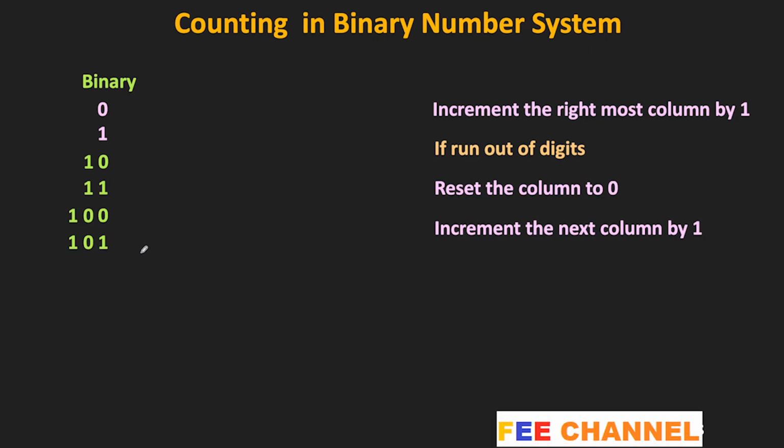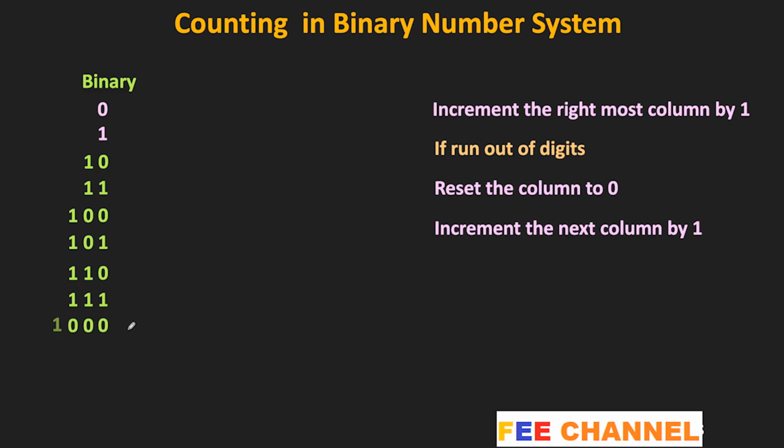So, after 100, once again, we will increment the rightmost column by 1. And all other remaining columns get carried forward as it is. Now, after 101, if we see the rightmost column, then once again, we will run out of the digits. That means we will reset it to 0. And we will increment the next column by 1. And all other remaining columns will be kept as it is. That means the next number will be equal to 110.